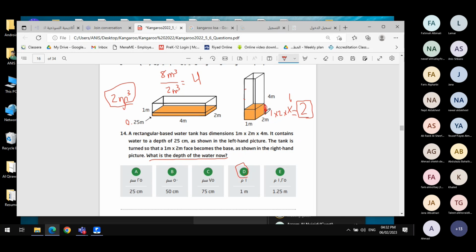Let's see. So is this the height of this, the length? Yes, they're talking about the length. They want to find the length or the height for this water now. So the answer is 1 because of the 0. Okay. Now, who has any question?